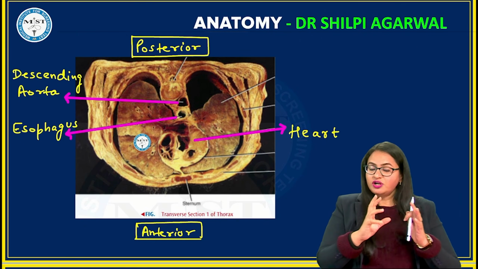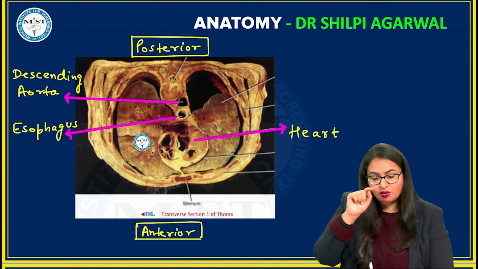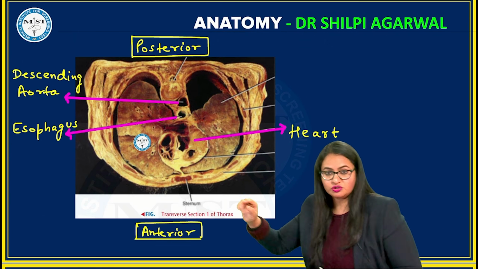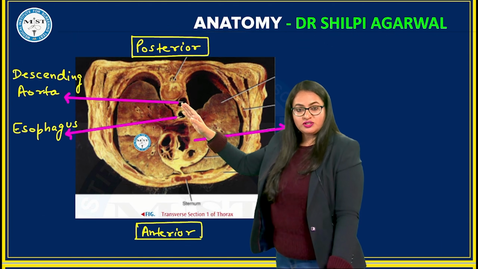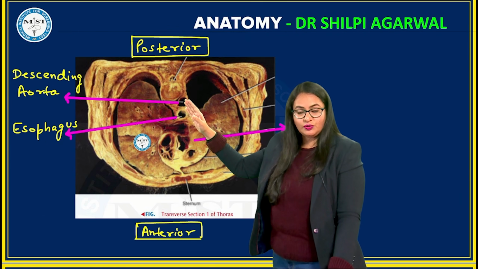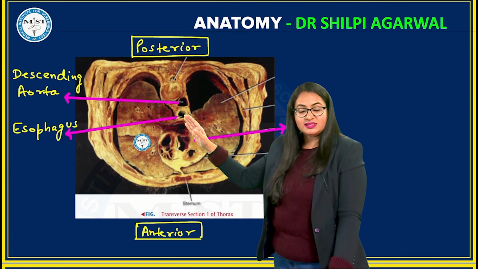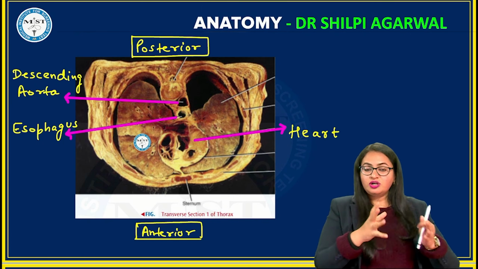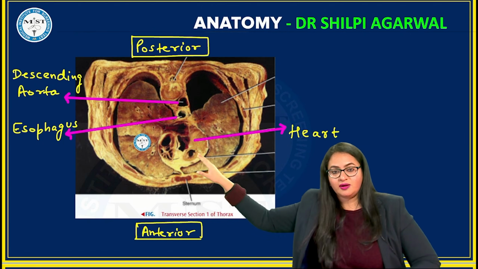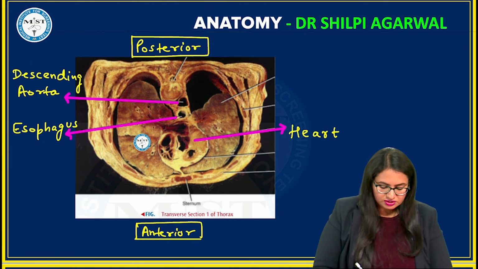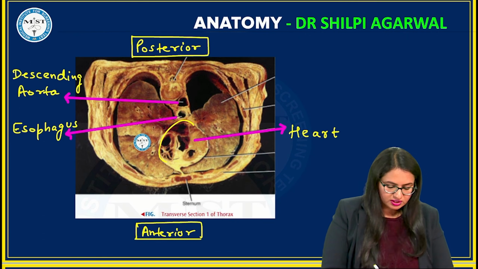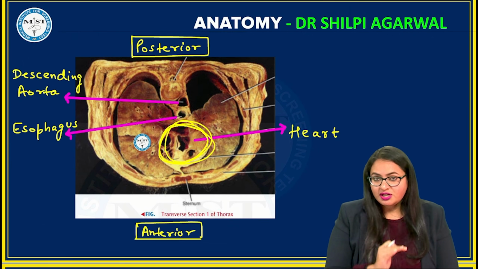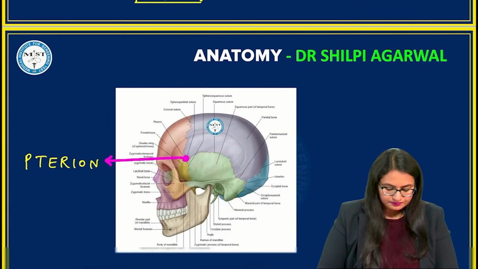Now just in front of the vertebra, you have a round section, and that is a section of descending aorta. So if you see, this is the vertebra, just in front of it, this is descending aorta. As you go more in front of it, this section is of the esophagus. And now what is the structure in front of this esophagus? This whole area is heart. So this whole structure which is present over here, this is the heart. So this is a transverse section at the level of the thorax.